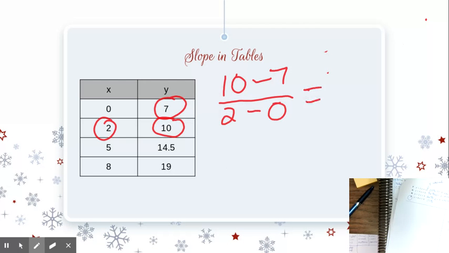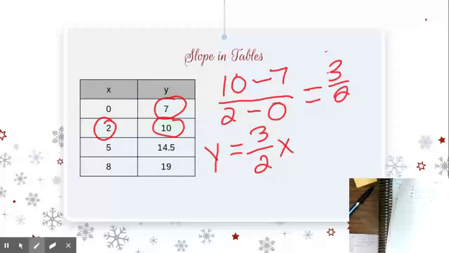Okay, 10 minus 7 is 3. 2 minus 0 is 2. So that makes my slope, the number that goes with the x, 3 over 2. Then we're going to put the x there. And then I look at where x is 0, so x is 0 right there, and the y value that matches with it is 7, so it would be plus 7. So my equation would be y equals 3/2 x plus 7. So remember, the number with the 0 goes by itself, no x, and then when you do your subtraction, that goes with the x value.